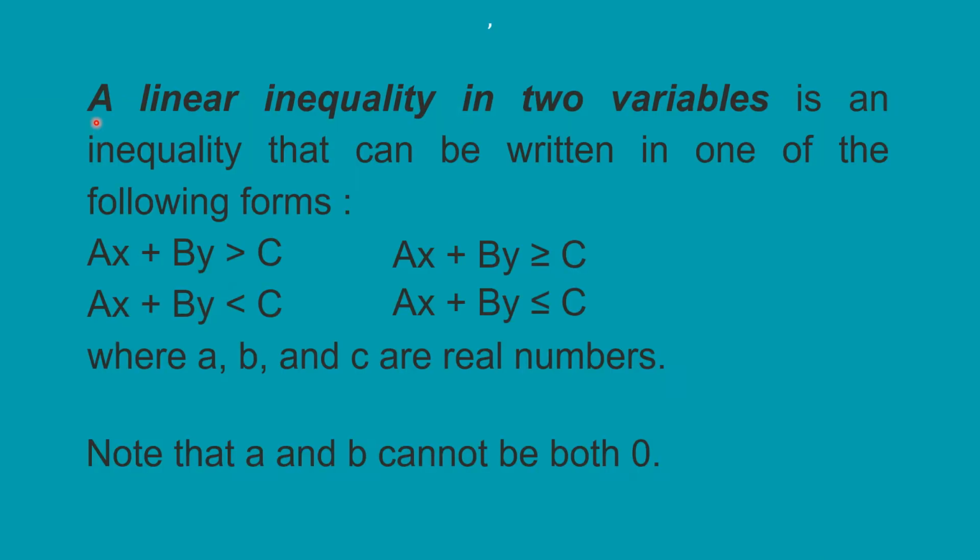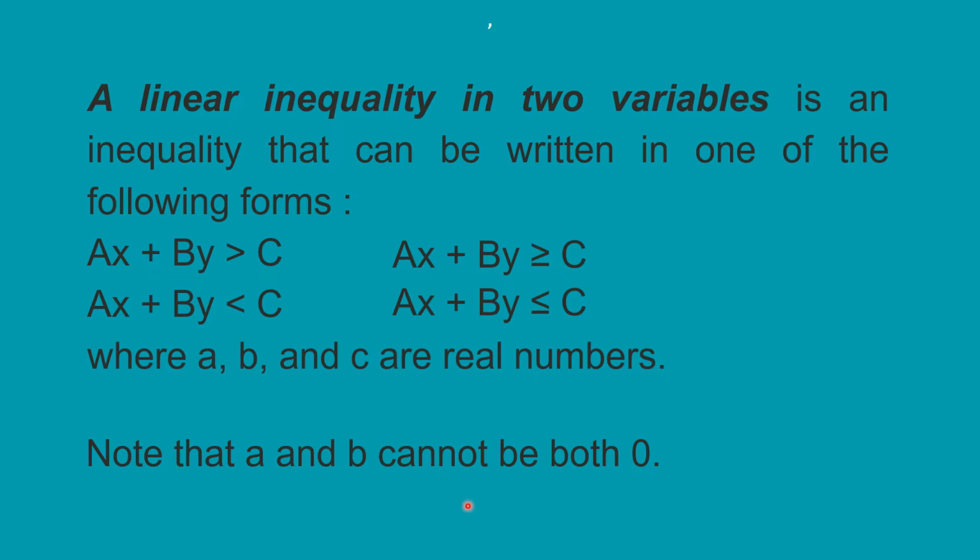Let us define first a linear inequality in two variables. Kapag sinabing linear inequality in two variables, it can be written in one of the following forms. Ax plus by is greater than c, or ax plus by is less than c. It can be ax plus by is greater than or equal to c, o kaya naman ax plus by is less than or equal to c, kung saan ang coefficients na a, b, and c are real numbers. Tandaan, hindi maaaring maging equal to 0 ang coefficients na a or ang b.